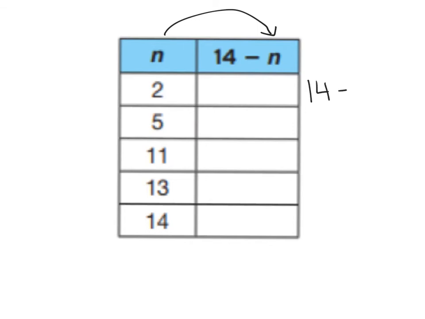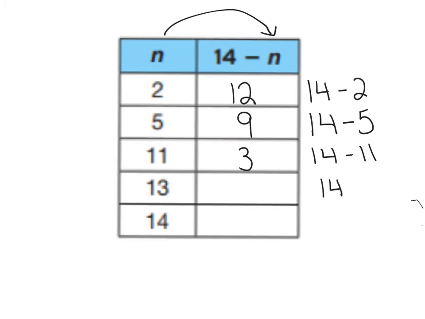Well, I'm going to put 2 in now for n. 14 minus 2, that's 12. Then I would do the same thing for 5. 14 minus 5, because my variable is in, and it's the one subtracting, which would be 9. And then you have 14 minus 11, and you get 3. 14 minus 13, and you get 1. And 14 minus 14, and you get 0.